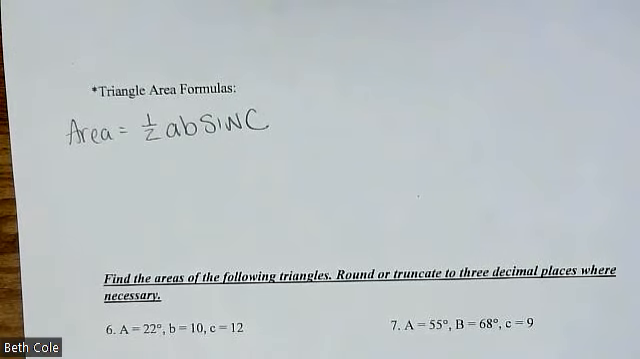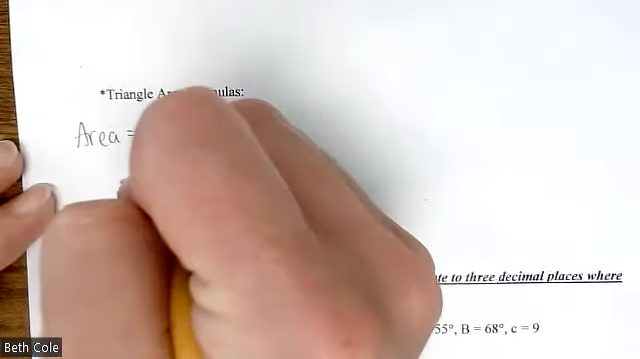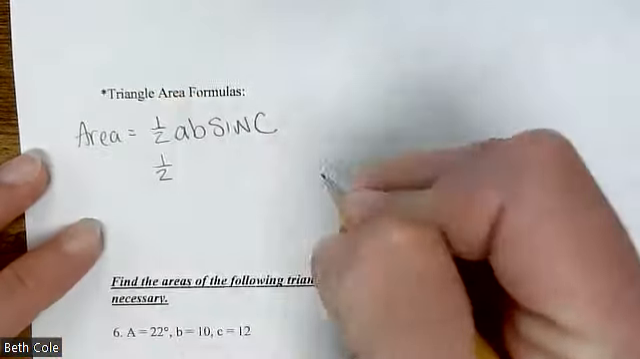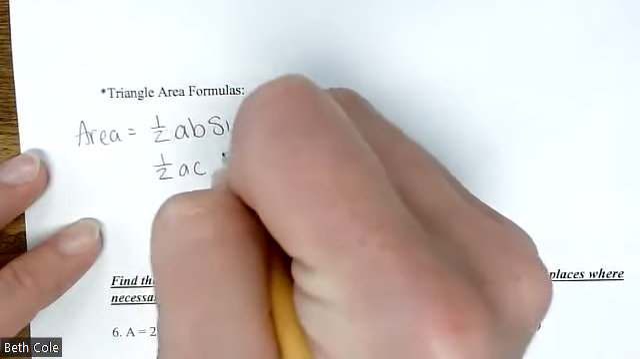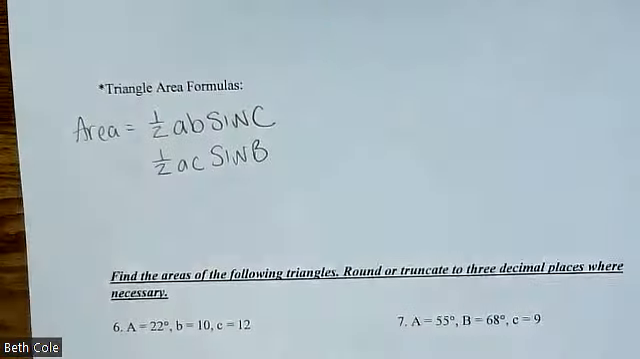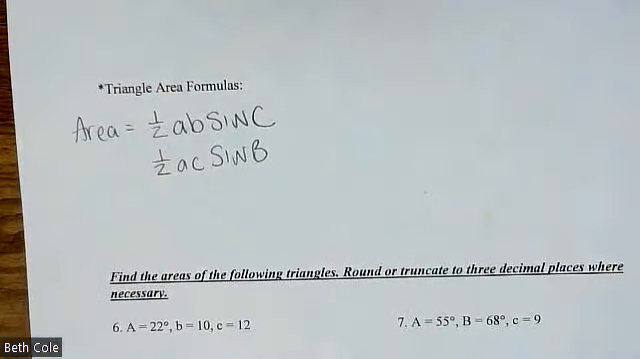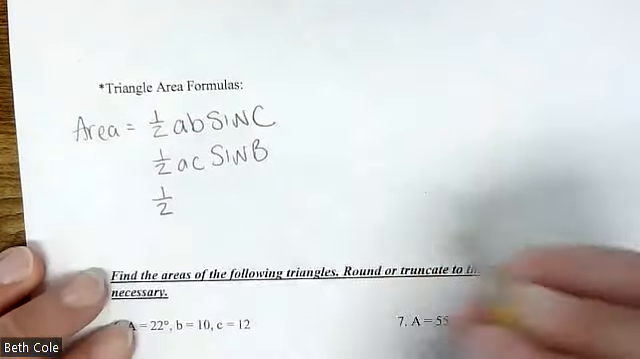Now there's 2 other versions of that. I do not want you to view them as 3 totally separate pieces of information. They're all the same thing. It just depends on how you jumble the letters. So another version of that is 1/2 AC sine of B. Do you see what I did there? Look at it and let it sink in. I just shifted the letters around. What would the last version of it be?